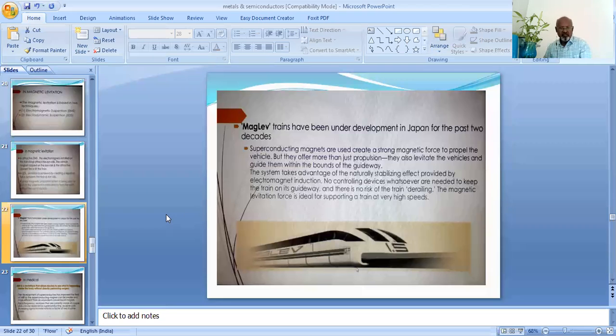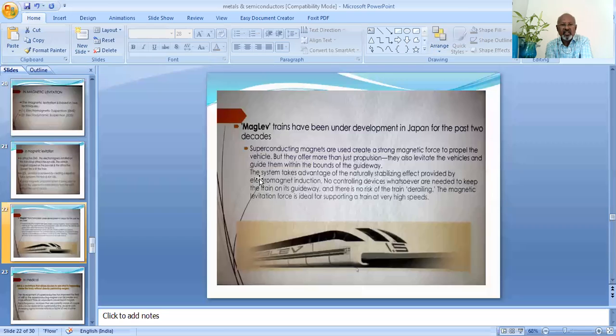Now here is a diagrammatic picture of the bullet train. In China and Japan they call these maglev trains, which have been under development in Japan for the last 2 decades. Superconducting magnets are used to create a strong magnetic force to propel a vehicle, but they offer more than just propulsion. They also levitate the vehicles and guide them within the bounds of the guideway.